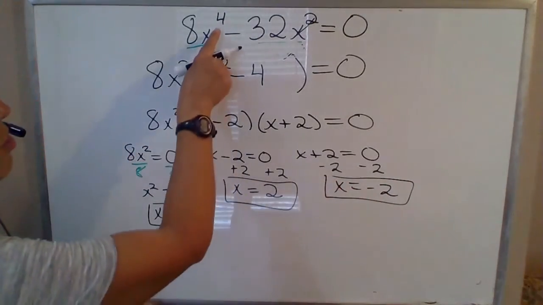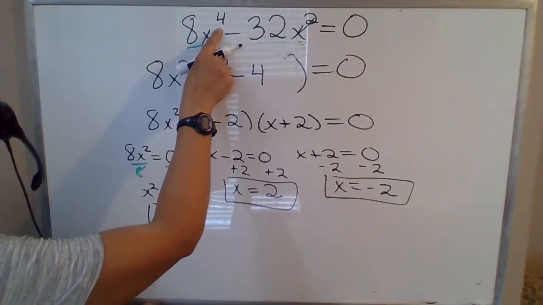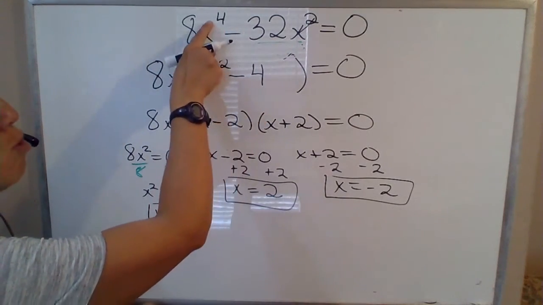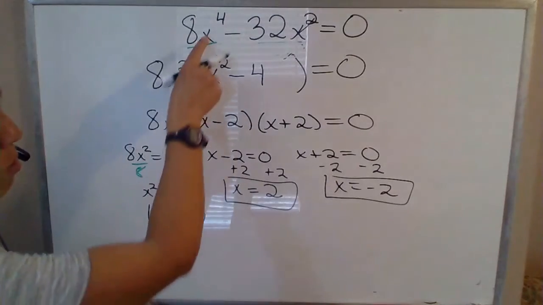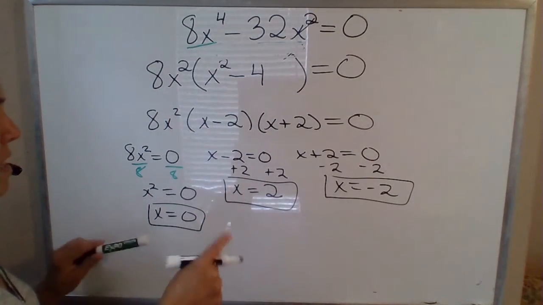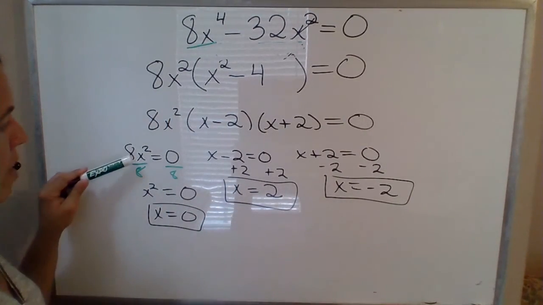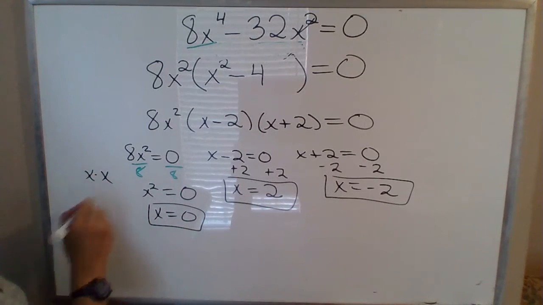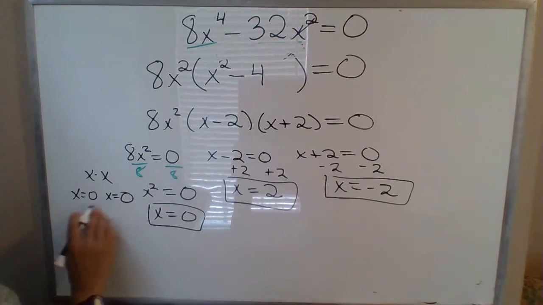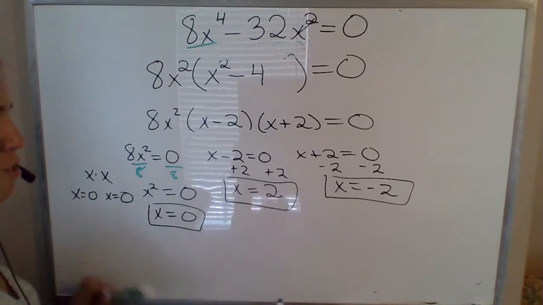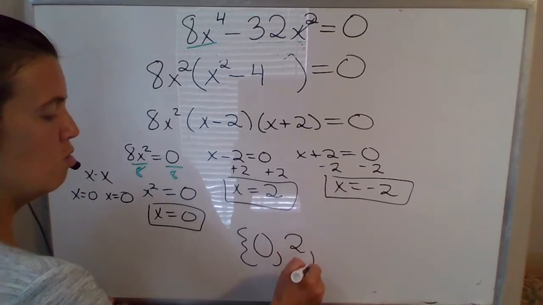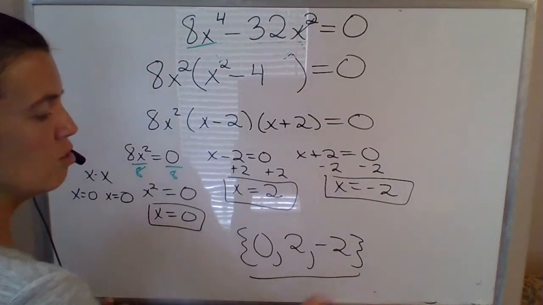I will tell you that the degree, so highest power of x, indicates the maximum number of solutions. So this equation has up to 4 distinct solutions when we see that x to the fourth. In this case, we found only 3 of them, because that x squared is technically x times x, right? So technically we found x equals 0 as a solution twice. We call that a repeated solution. But there's no sense in listing it in your solution set twice. We would just list 0, 2, and negative 2 as our solution set.